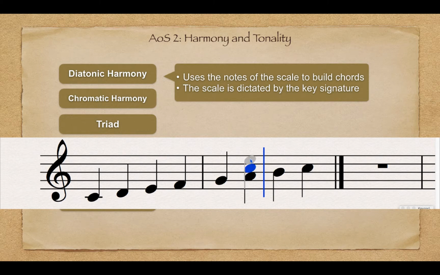We now need to add a 5th above the A. We can do this because a 5th above A is E natural, and our C major scale has an E natural in it.